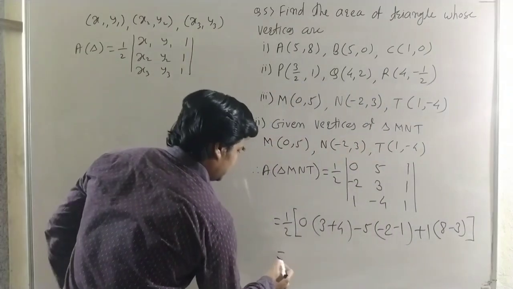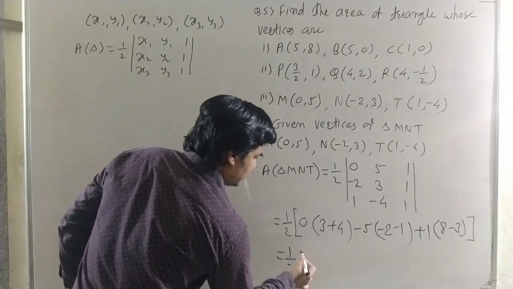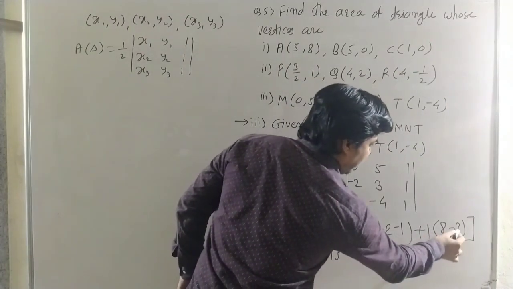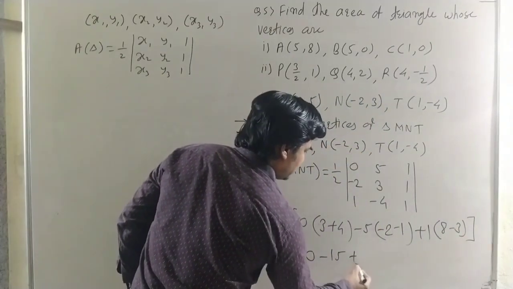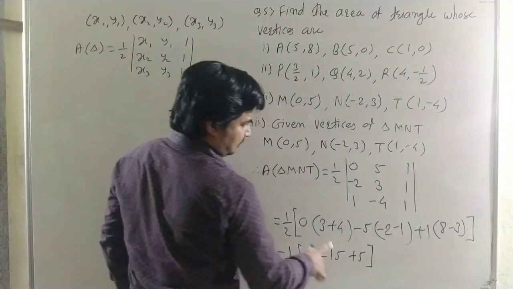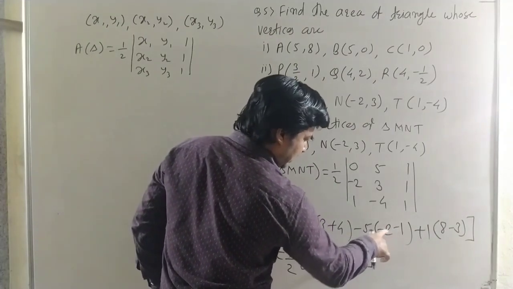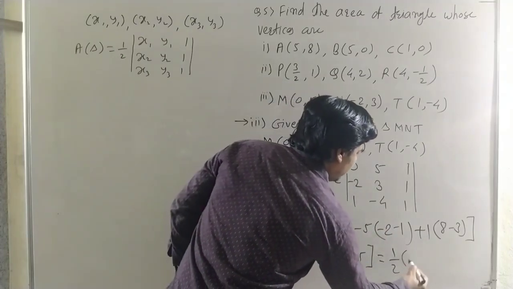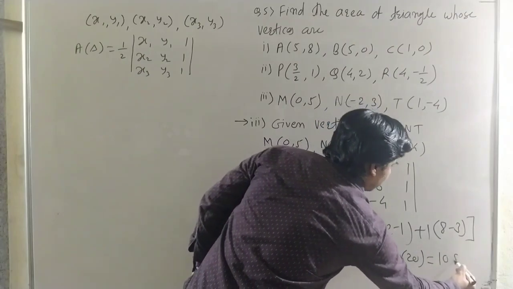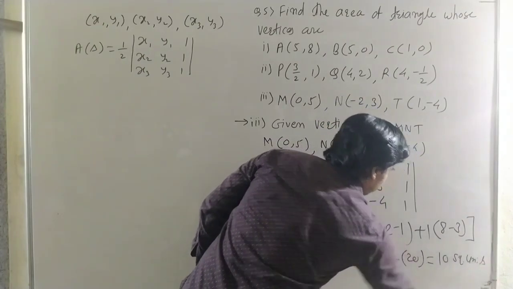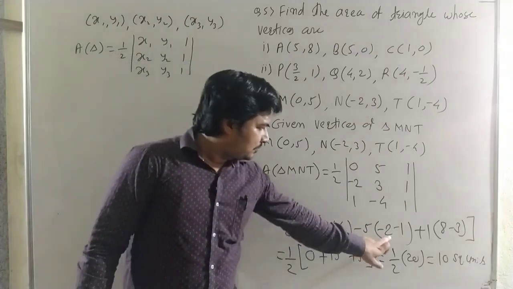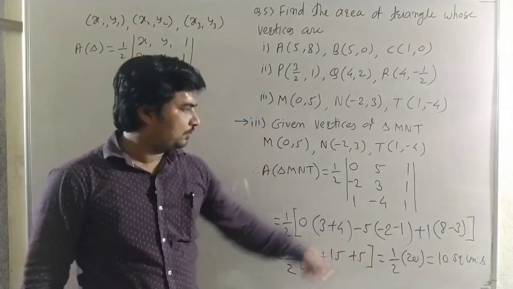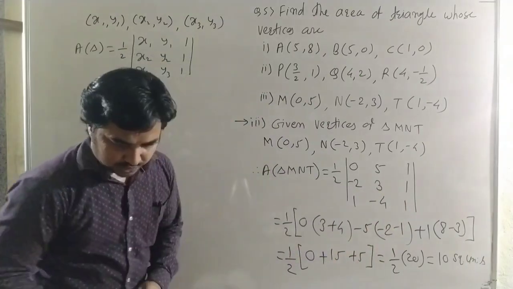Now we calculate: 1 by 2, here 0, then minus 5 into minus 3 is plus 15, and here 8 minus 3 is 5, so plus 5. Then 1 by 2 into 20, and that is 10 square units. Here the calculation: minus 3 into minus 5 is plus 15, plus 5 is 20, and it is 1 by 2. Therefore it is 10 square units. Now we see the next.